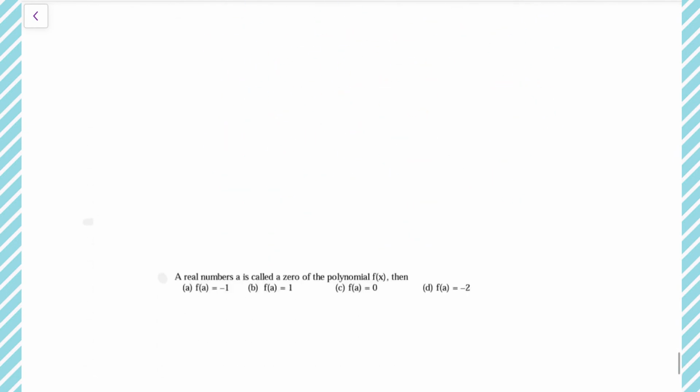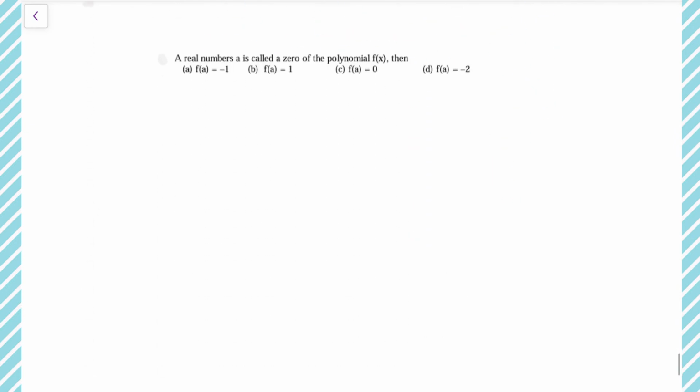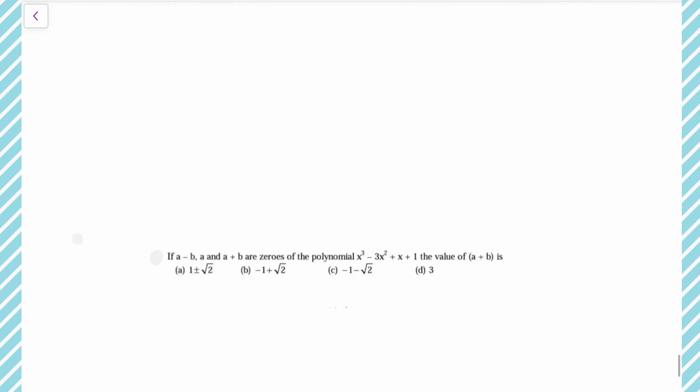Next, a real number a is called a 0 of the polynomial, then definitely f of a should be equal to 0. F of a, it means after substituting some number a, if we get the answer 0, then only it is considered as 0, otherwise not a 0.